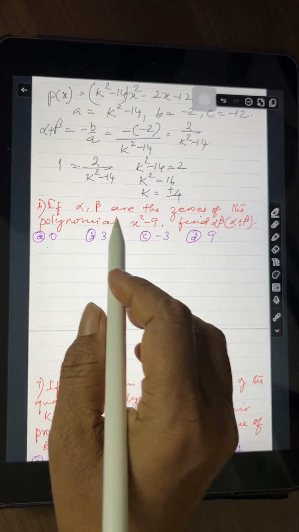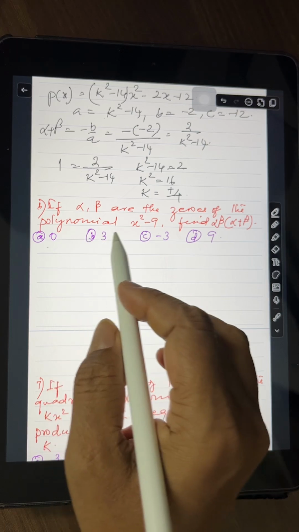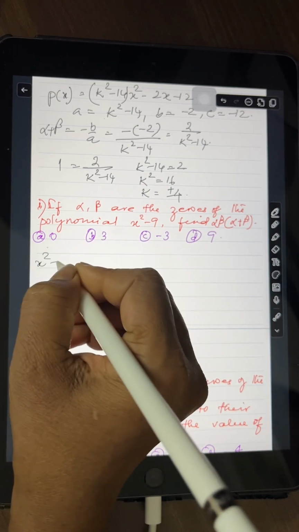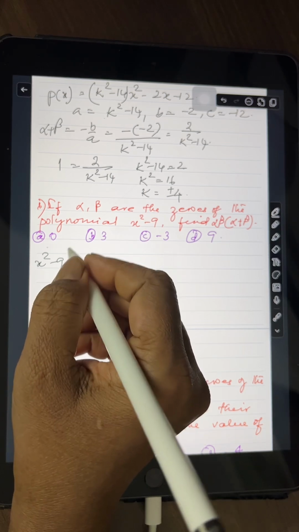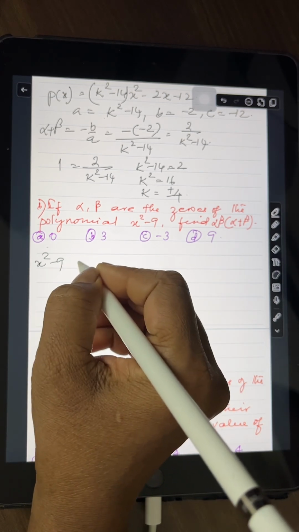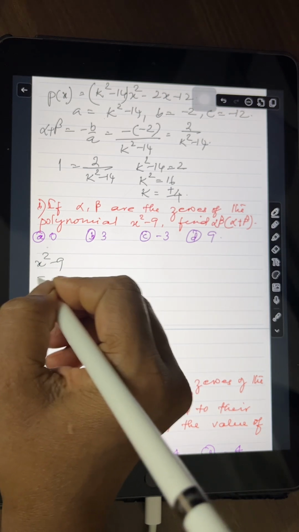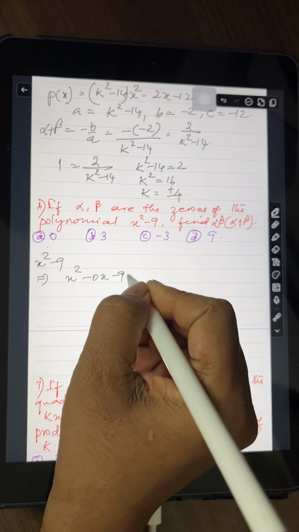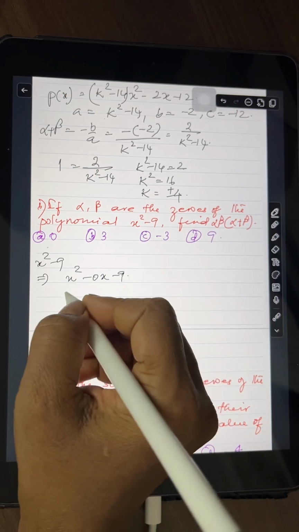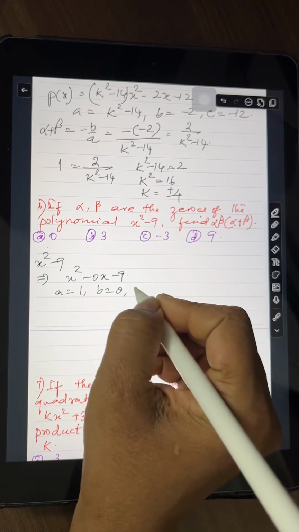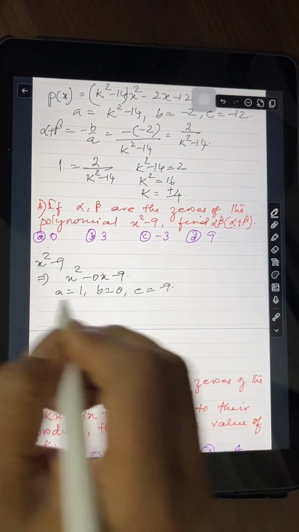If alpha and beta are the zeros of the polynomial x square minus 9. So x square minus 9 is a polynomial. Alpha and beta are the zeros. So here, if you write this in standard form, this can be written as x square minus 0x minus 9. Okay, so what is a here? A is 1. What is b here? B is 0. And what is c? C is minus 9.